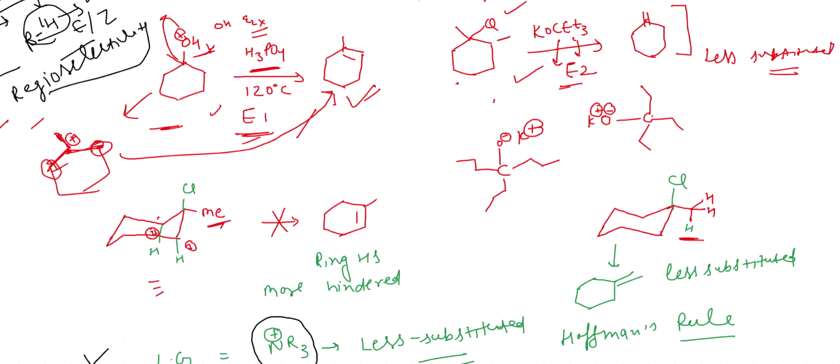This is another chair form where I have drawn this methyl group in the expanded form, and I have marked the hydrogen which is parallel to this C-Cl bond. Both are axial in position, so anti-periplanar to each other. So there is formation of a double bond, that is, the less substituted alkene is formed. Clear? As the base is sterically hindered, it will not abstract the protons from here. It will prefer to abstract a proton which is less hindered. Clear? So this is all about regioselectivity.